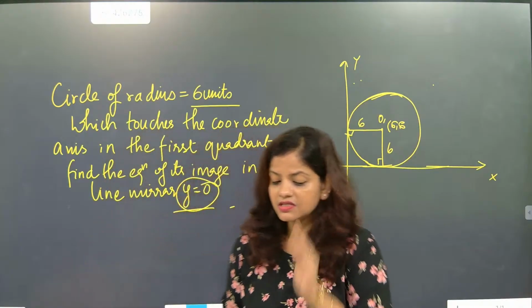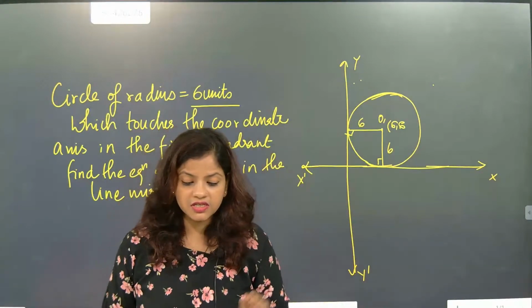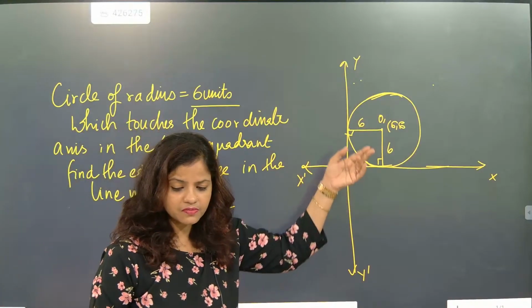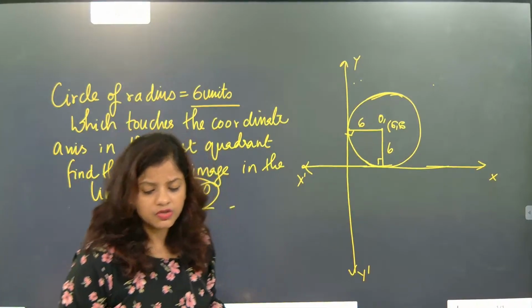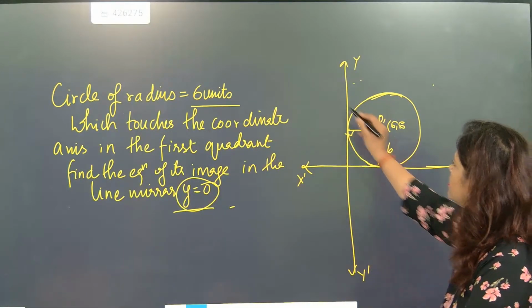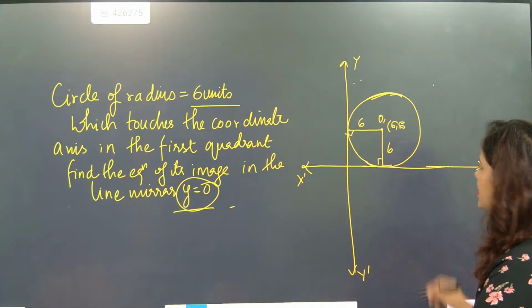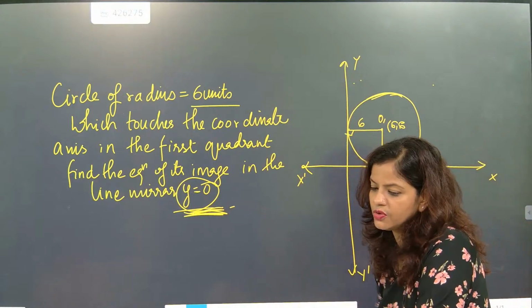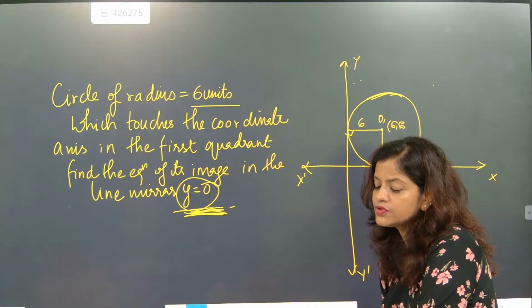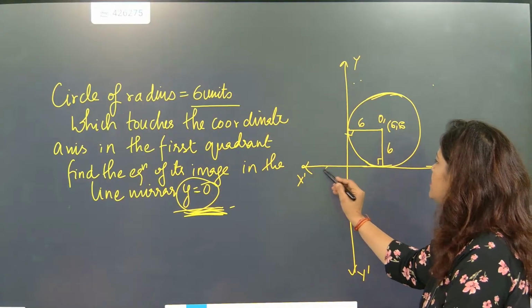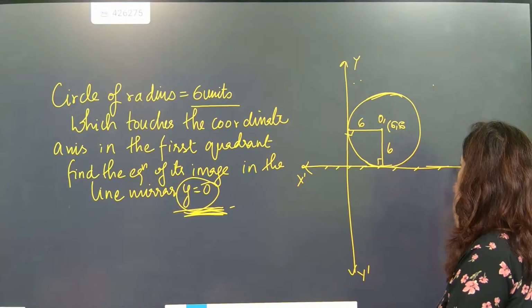Just once it is telling that the circle is touching the x-axis and they are telling you have to find the image on y is equal to 0. So 100% where is the image? The image will be drawn here or the image will be drawn here. The correct answer, the image will be drawn because the line mirror is y is equal to 0. Where y will be equal to 0? The y will be 0 on x-axis. That means here this x-axis will act as the mirror.